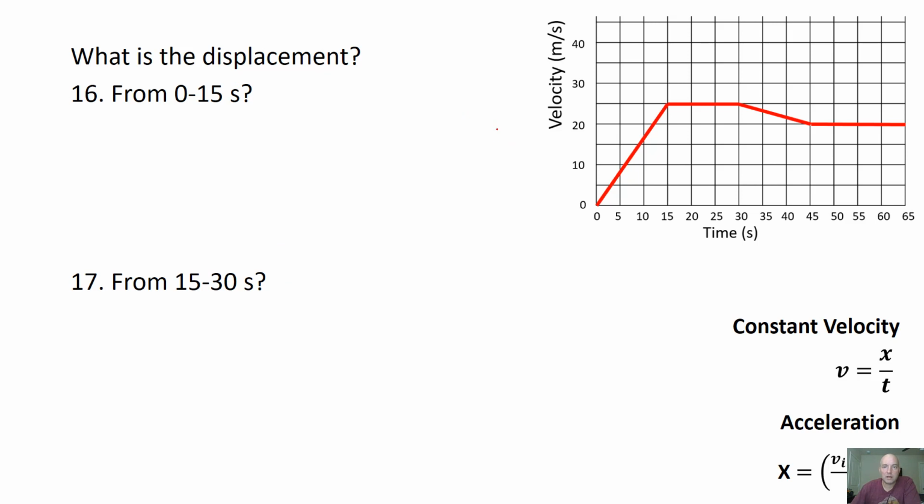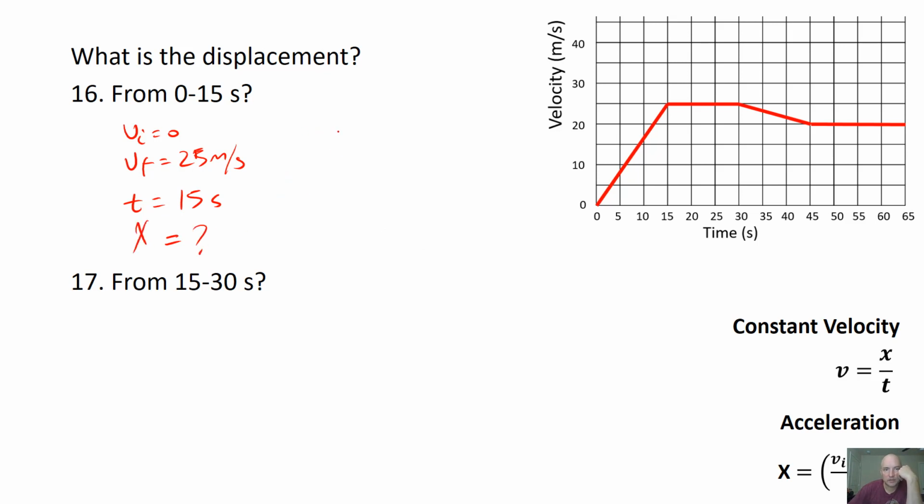What's the displacement from 0 to 15? So now we have to determine is it a constant velocity. If it's a constant velocity, we use this one. And if it's an accelerated problem, which this first one is, then VI equals 0, VF equals 25 meters per second, and we have a time for that first interval of 15 seconds. We're solving for displacement, which is x in our equations.